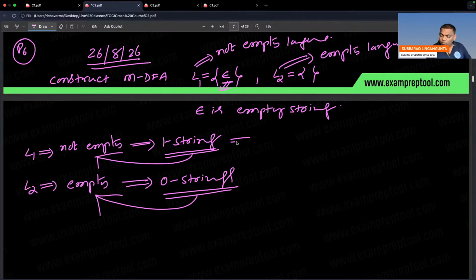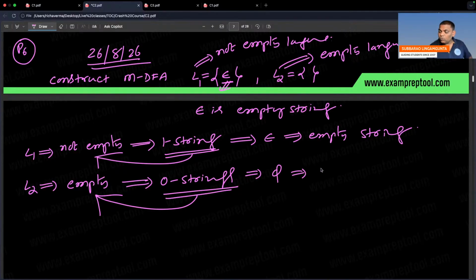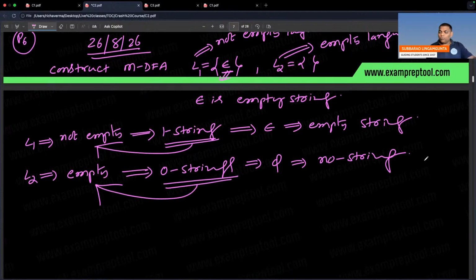And one more thing. L1 is not empty; L1 contains one string. What is that one string? It is the empty string, epsilon. The language is not empty, but the string is empty. But here, in pi, nothing is there, so no string is there. Forget about the empty string, there is no string at all.